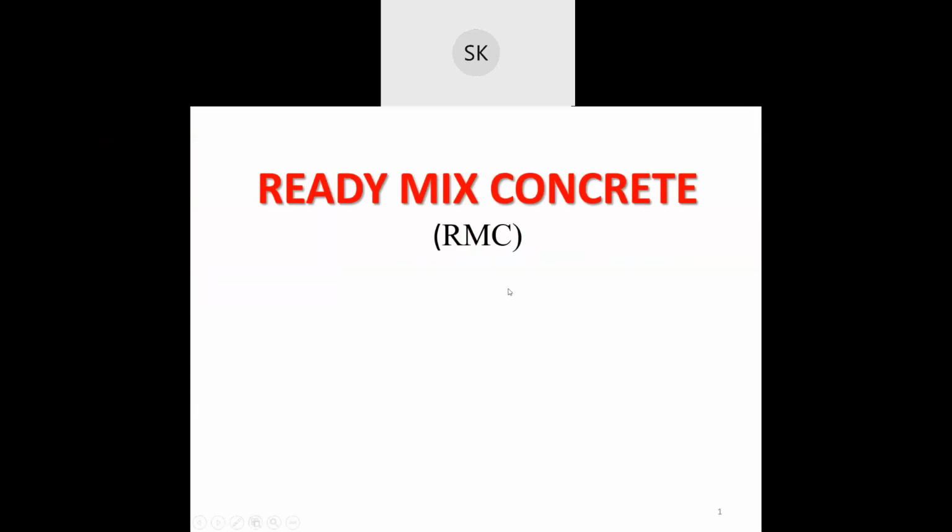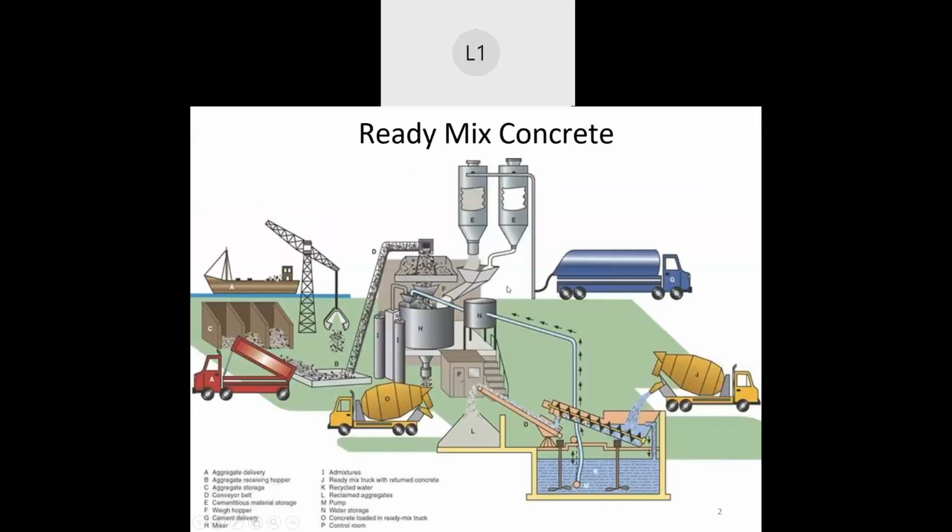Yes, ma'am. Okay, so this is basically a ready mix plant. A is aggregate delivery. First, they deliver the aggregate, then B is the aggregate receiving hopper. C is the aggregate storage. D is the conveyor belt. This is the belt, and this is the storage part. This is the aggregate delivered by ship or you can say by truck.